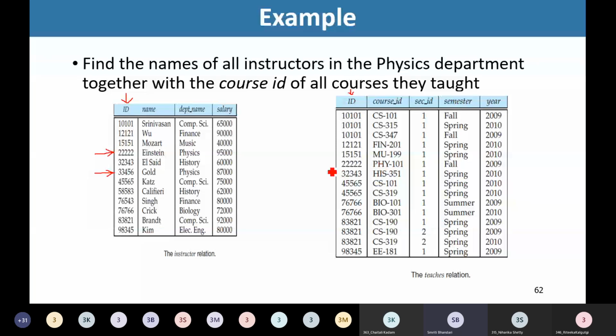So obviously we have this ID here, that is 22222, right? And let us try to find out whether we have this ID as well, 33456. Is that ID available here in the teachers relation? No, we don't, right? And that is why we may come up with only one tuple actually. So only one instructor is teaching this physics 101 course, and that should be the answer.